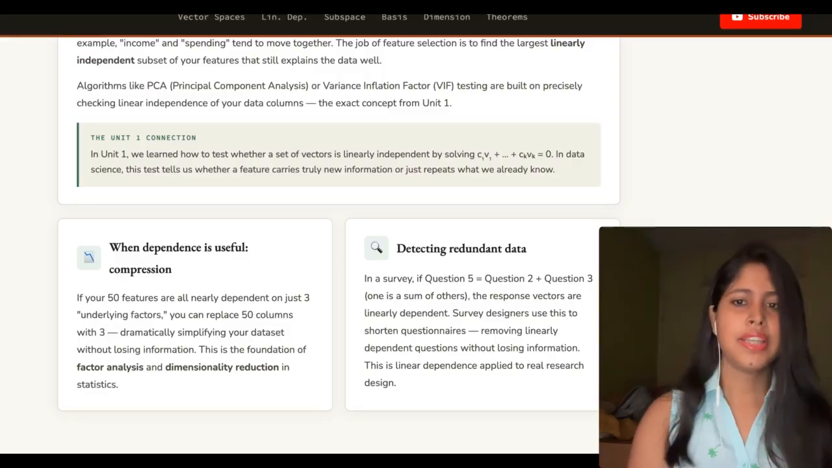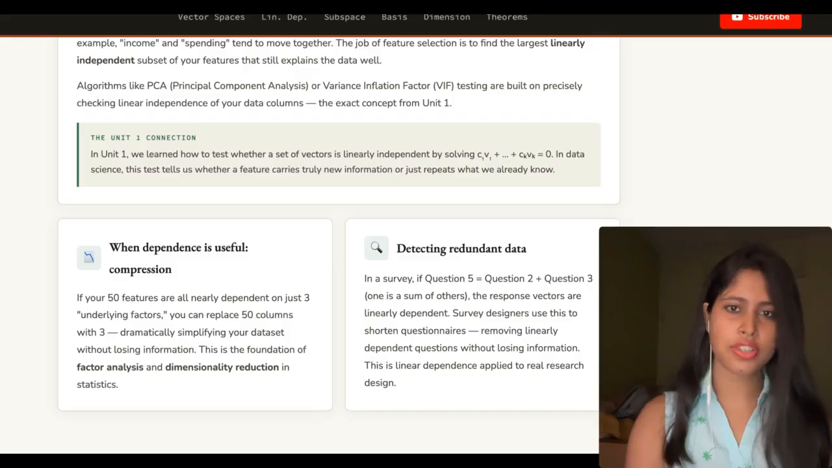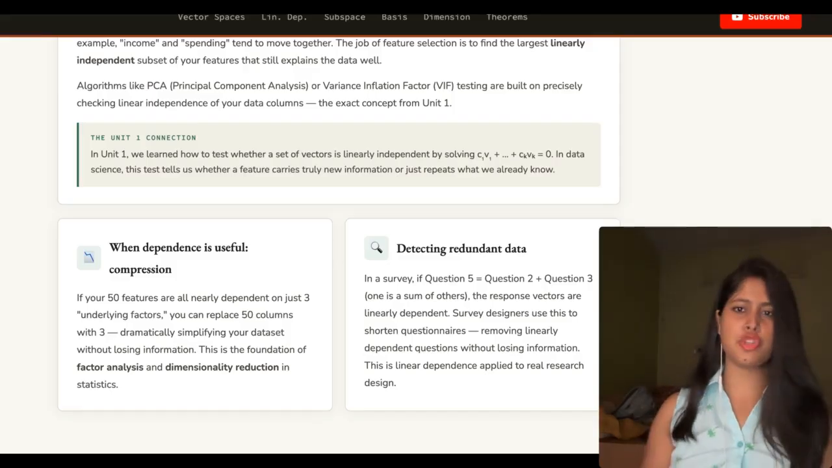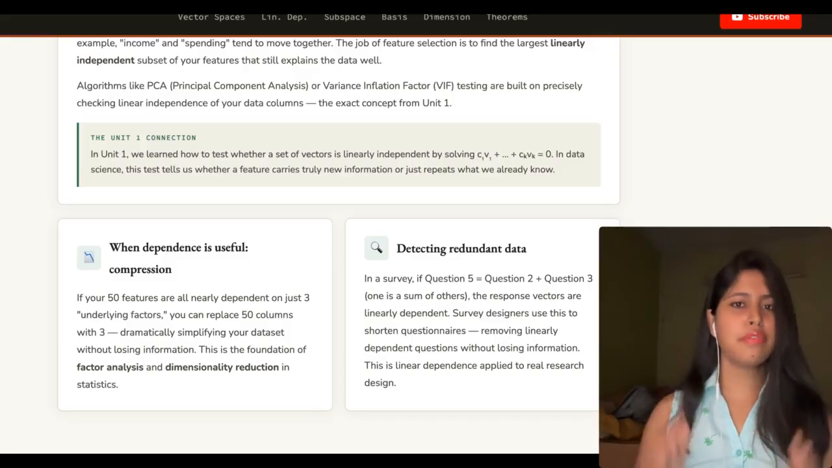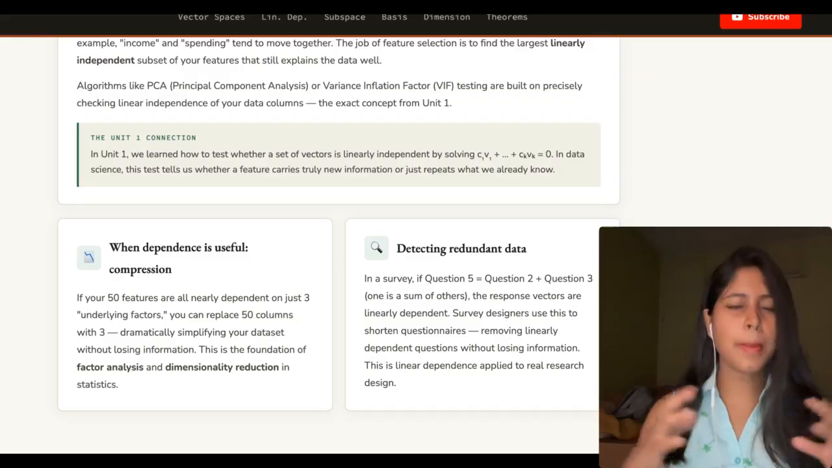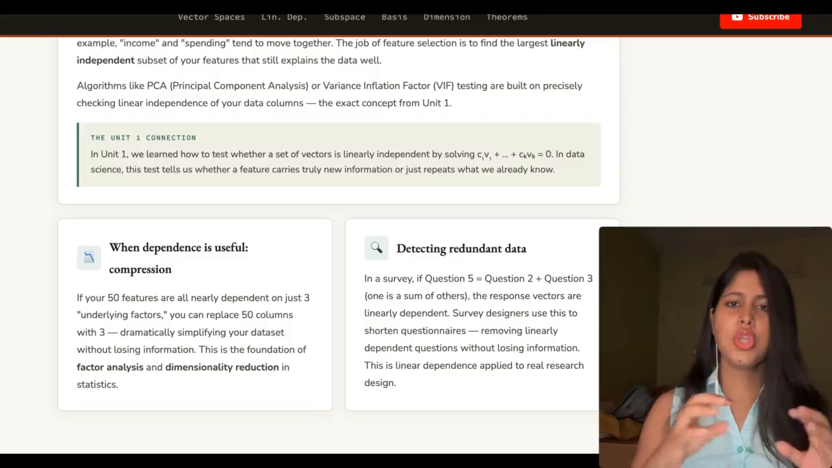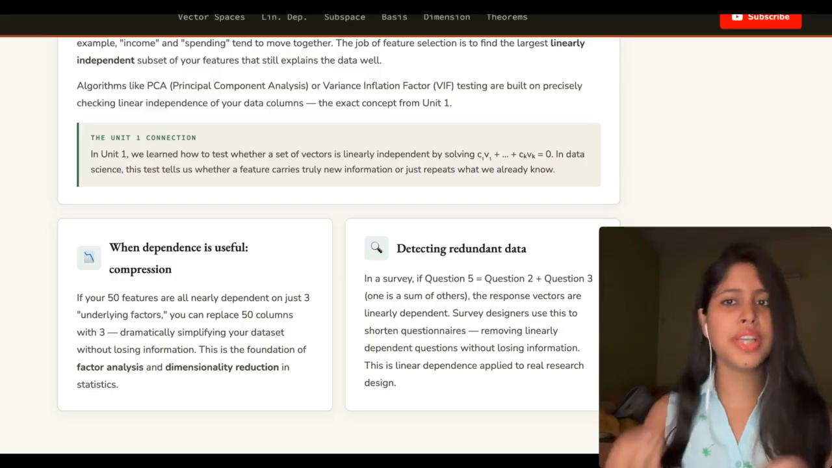multicollinearity. Now there is a different angle on this: sometimes we also need linear dependence. Where do we use that? If you have 50 features that are all approximately linearly dependent on just three underlying factors, you can replace the 50 columns with three independent ones.